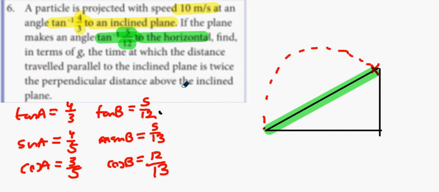I'm struggling with the language here: in terms of g, the time at which the distance travelled parallel to the plane is twice the... Is it looking for both times? Well, what you did previously was Sx equal to S1... Oh, that's an old video, was it? At least that guy knew what he was doing. So find in terms of g the time in which the distance travelled parallel to the inclined plane is twice the perpendicular distance above the inclined plane. I suppose Sx is 2Sy, isn't it?